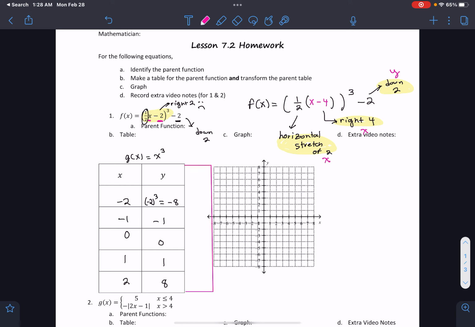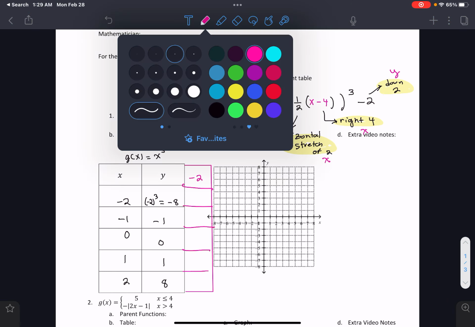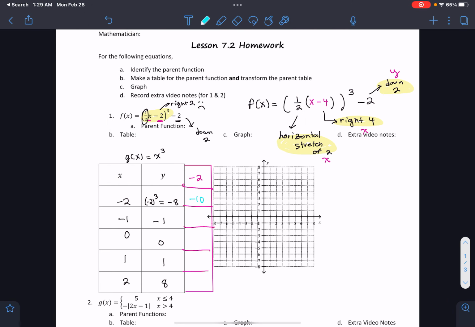And this part can get a little messy, so sorry. And for my y value, since I'm going down 2, I'm just going to write -2 over here just to tell myself that I'm going down 2. So I'm going to take every one of my original y values and subtract 2. So instead of a -8, we will have -10, instead of -1, -3, and so forth. And so those are our new y values. All our y values got shifted down 2.